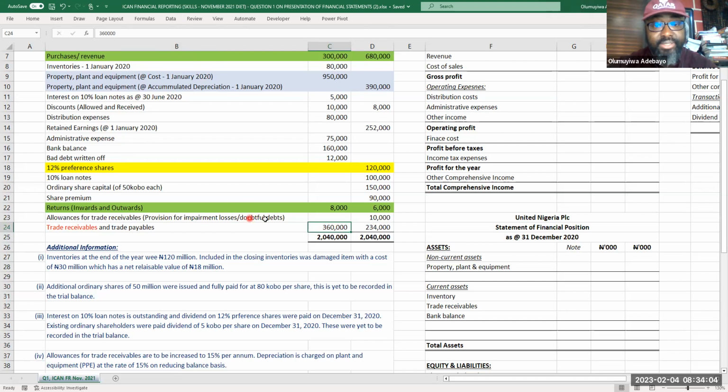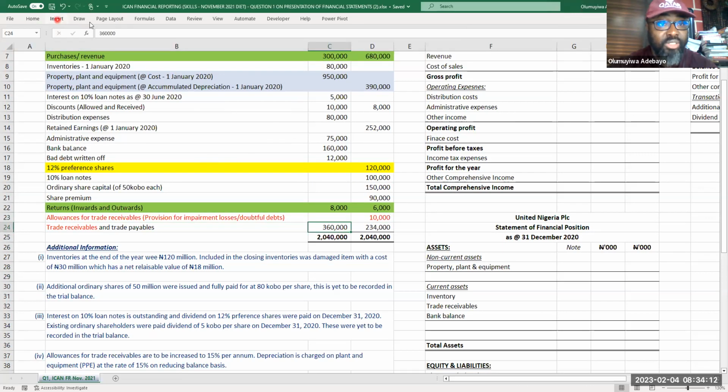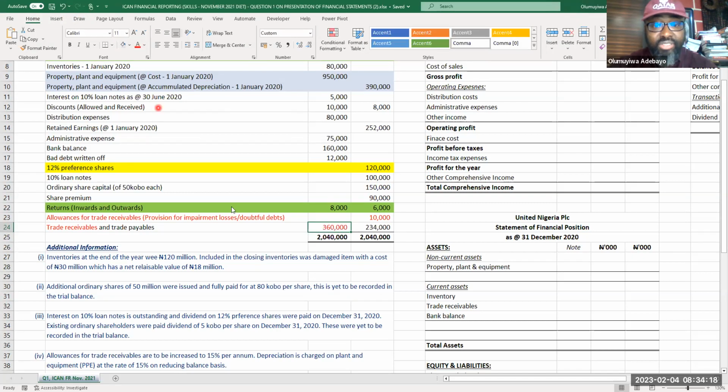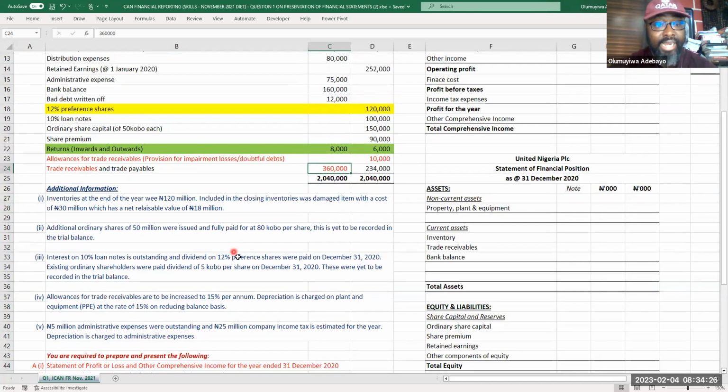Let me put them in red. Therefore, things that have common color, whether font color or cell color, means they have something to do with one another. Okay, I think that is that at this point. Now, we'll pick our information one by one.